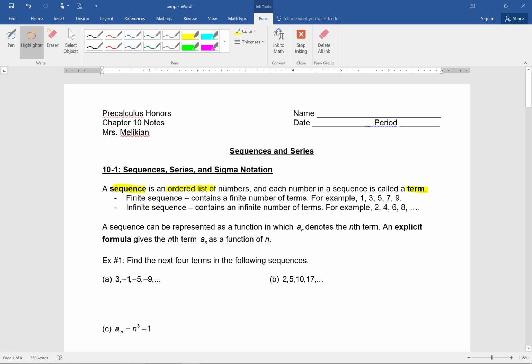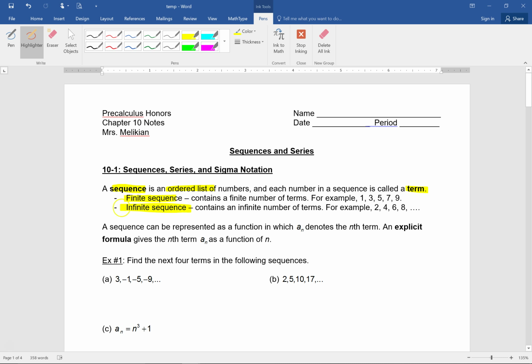So just like when we were doing matrices, each number inside a matrix was called an entry or an element. Here, it's a term. You can have two types of sequences. There is a finite sequence, which contains a finite number of terms. It's a list of 5 terms, 6 terms. You may have 50 numbers in there. You may have 300 million numbers in there. That's still a finite amount because you can count exactly how many there are.